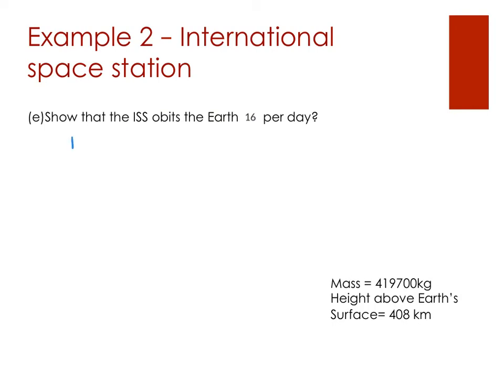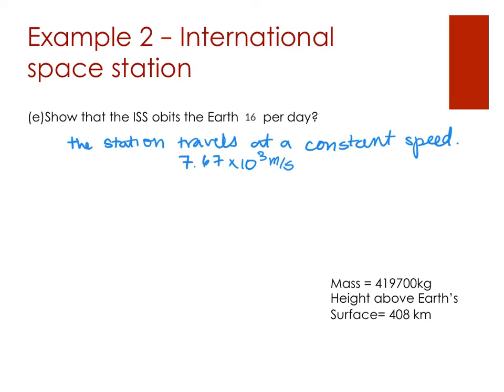Okay, part E. Show that the International Space Station orbits the Earth 16 times per day. Yep, oops, spelling mistake, orbits with an R. Now let's think about this. It's traveling in a circle, and that means we're going to assume it's going to travel at a constant speed. And I really like that because we found it already in the previous question, but it also means I get to use this equation, the nice easy one.